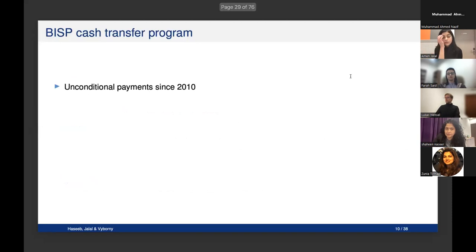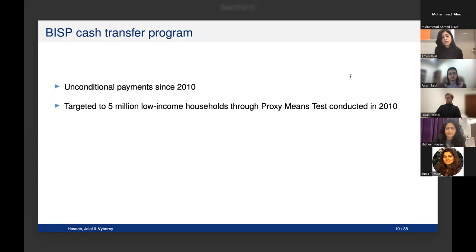Let me talk a bit about the context. The context is the Benazir Income Support Program, which is a large cash transfer program that has been making unconditional payments since 2010. It also makes conditional cash transfer payments. Our sample consists of the unconditional cash transfer recipients, who are proportionally more in number. It's targeted to over 5 million low-income households, identified through a proxy means test.